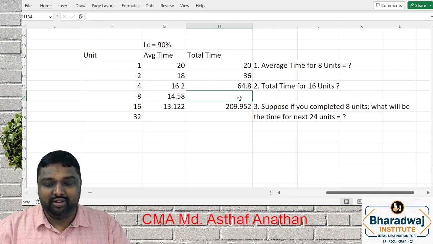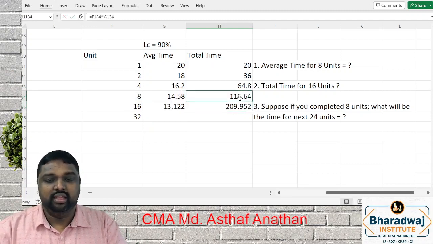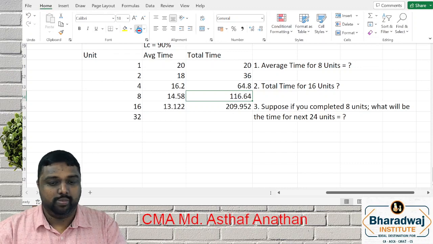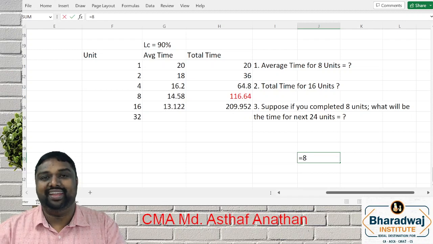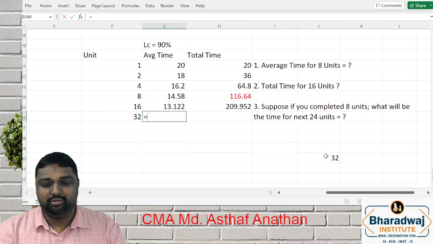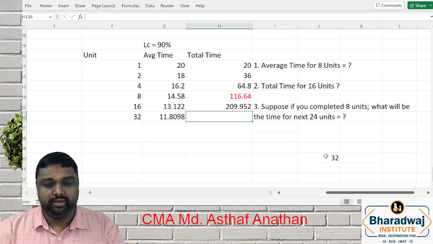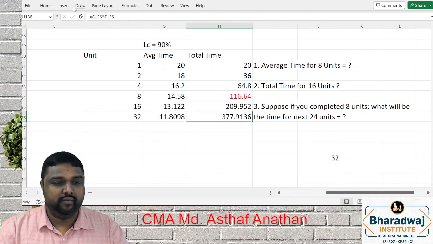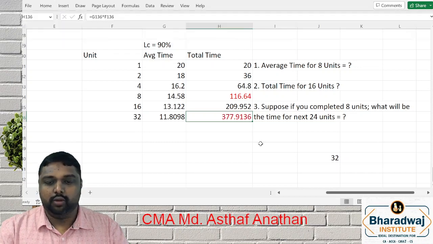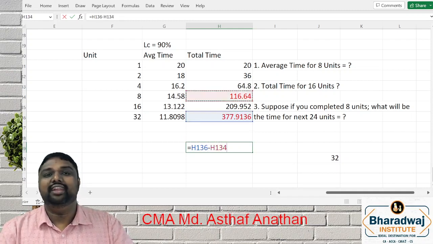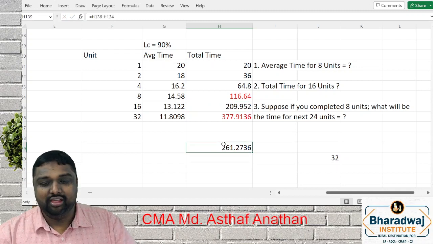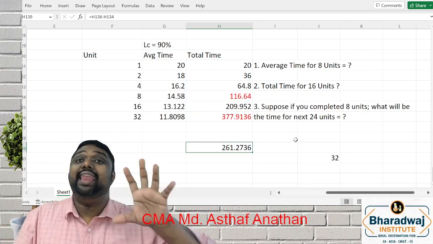Step 1, find out the total time for 8. This is the time for 8. Now, 24 next units. Already you completed 8, now another 24, so total will become what? 32. So find out the total time for 32. You will get 377. Now what is the time for 24? This is for 32, this is for 8. The difference is for the next 24, which will be 260. Now this is the labor hours.